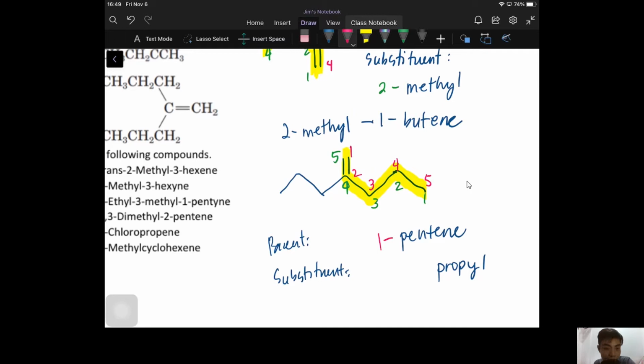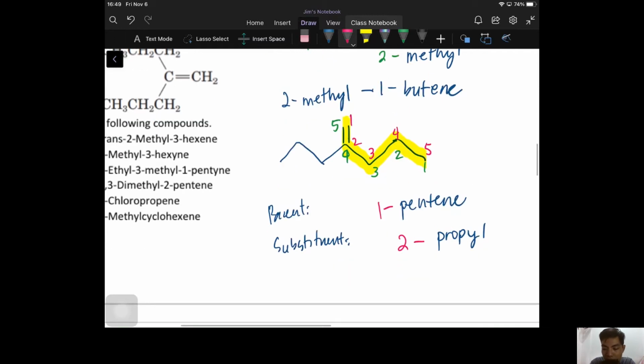Then our substituent will have a low count, 2. Okay? So, kanyang full name ay 2-propyl-1-pentene. Okay? So, ganun lang. Same lang sa alkane. Yung substituent muna, then yung parent. What if you have multiple substituents? Alphabetical yun, ha? Alphabetical yung arrangement.